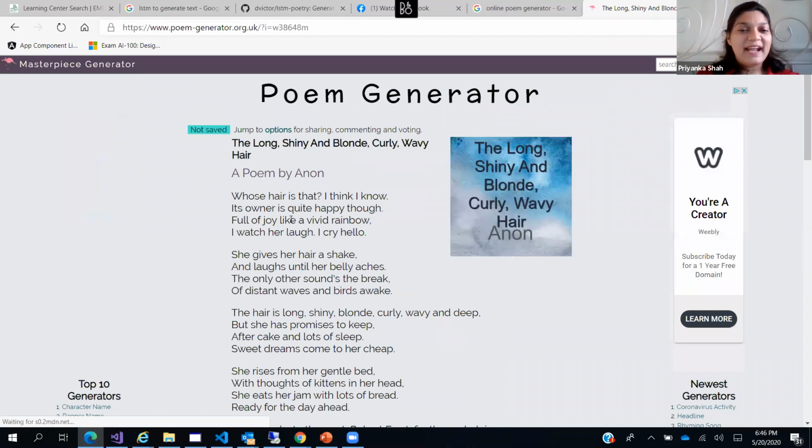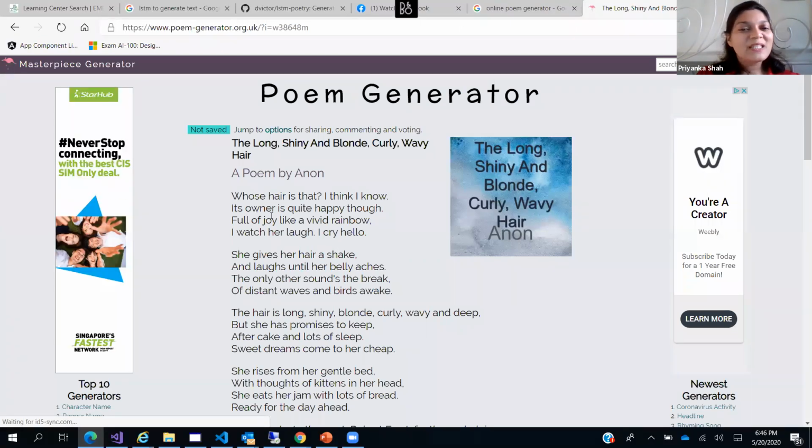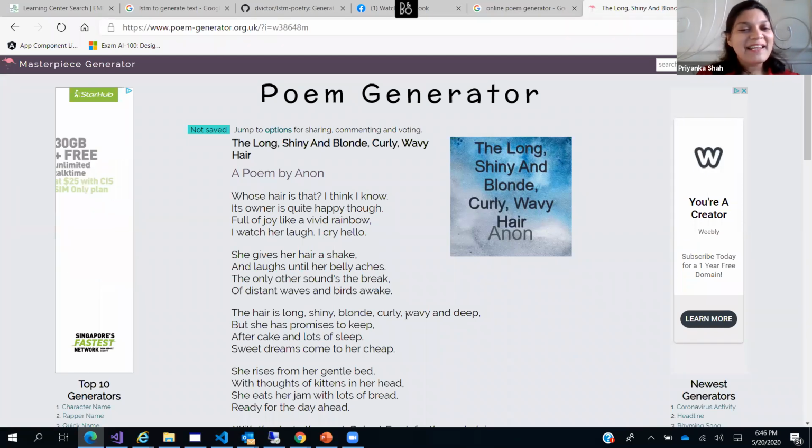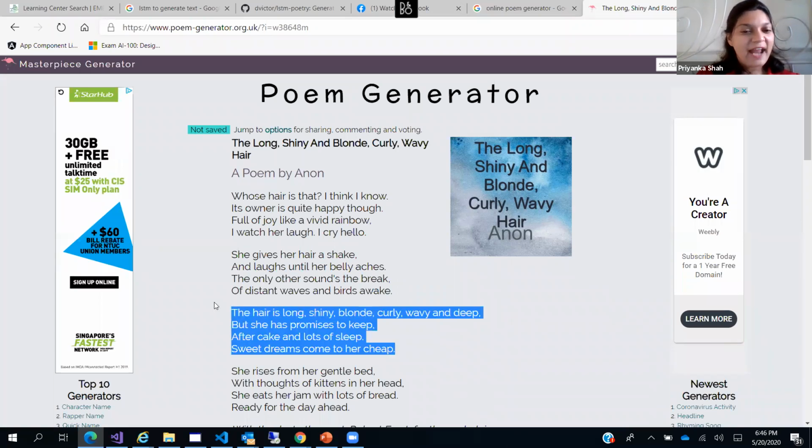Whose hair is that? I think I know. The owner is quite happy though. Blah, blah, blah. Now if you look at this, the hair is long, shiny, blonde, curly, wavy, and deep, but she has promises to keep. If you look at this text carefully, and if you have been in any way a Rudyard Kipling fan, this is a Rudyard Kipling poem. The woods are lovely, dark and deep. I have many promises to keep.